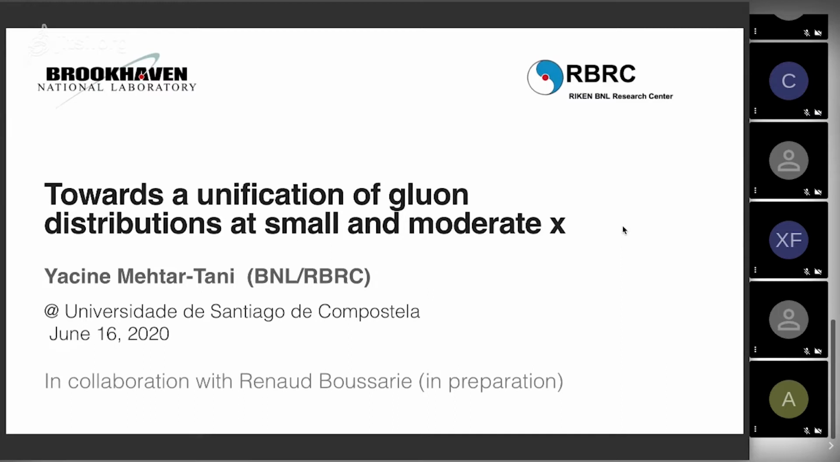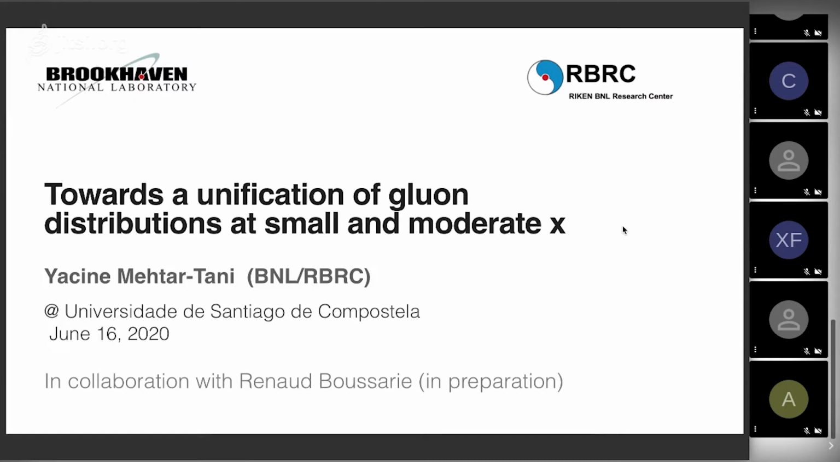So I will talk today about some new project that I started with Renaud Boussard, who is postdoc at BNL currently, and it's related to trying to understand connections between small x regime of QCD and moderate x. So typically the Bjorken limit and the Regge limit.